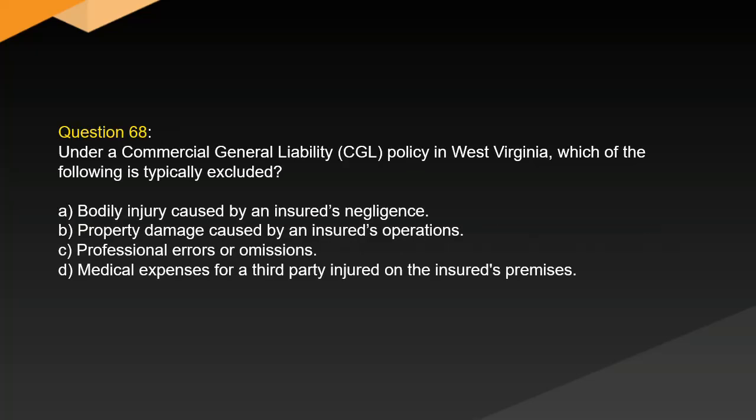Question 68. Under a commercial general liability (CGL) policy in West Virginia, which of the following is typically excluded? A. Bodily injury caused by an insured's negligence. B. Property damage caused by an insured's operations. C. Professional errors or omissions. D. Medical expenses for a third party injured on the insured's premises.